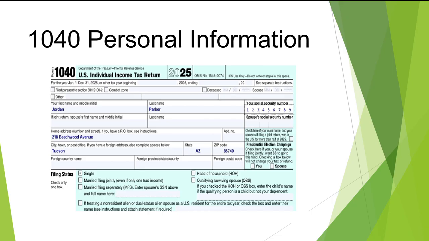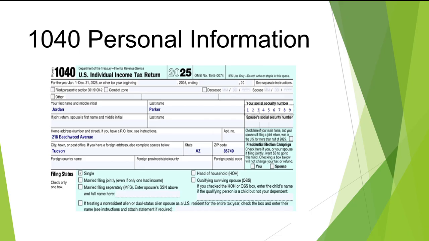The boxes at the top are not really relevant unless the taxpayer was in the military and stationed in a combat zone, or the form is being filled out for a deceased taxpayer who died sometime during the tax year. Otherwise, those boxes at the top are not relevant, and certainly not relevant for our taxpayer, Jordan. First name and middle initial, Jordan. Last name, Parker. Those should be entered correctly, as should be your Social Security number.